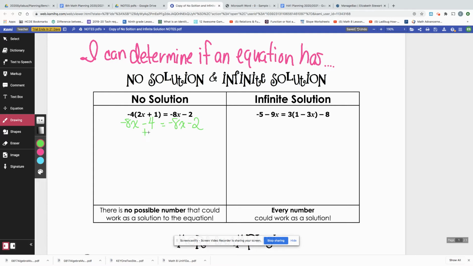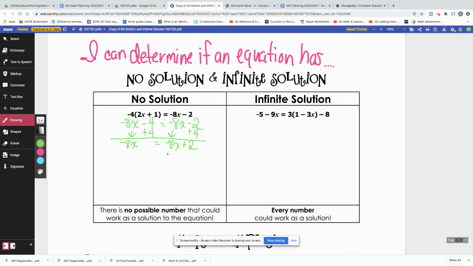So I'm going to go ahead and do additive inverse first. I'm going to add 4 to both sides. Could have added 2 to both sides. I still have 8 times x. That has not gone anywhere. -4 and +4 yield 0 on the right side. I still have a -8x. I simplify -2 and +4 to get +2.